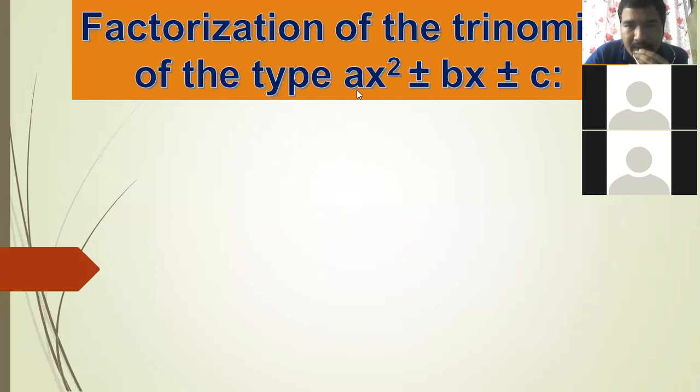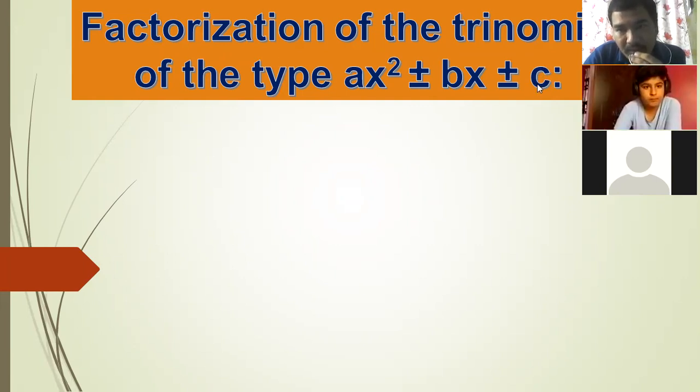Now listen to me. ax square plus or minus bx, and here also may be plus or minus, and c for the constant term. In this c there will be some number, and it may be positive or sometimes negative. Here b is the coefficient of x, and in front of this b there may be a positive or negative sign. And in front of x square, a is here positive one. a is the coefficient of x square, okay, children.